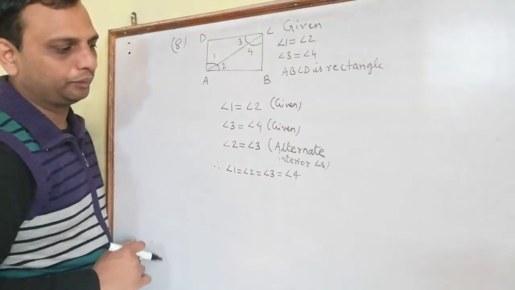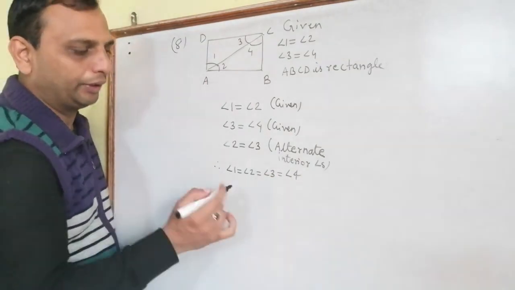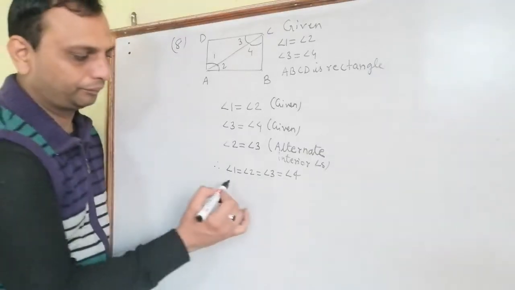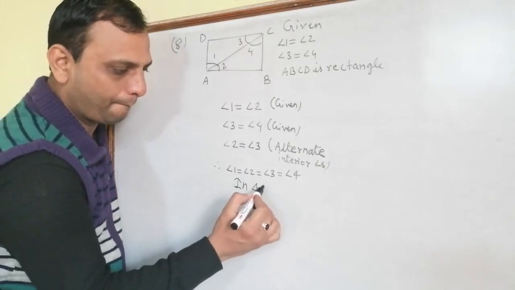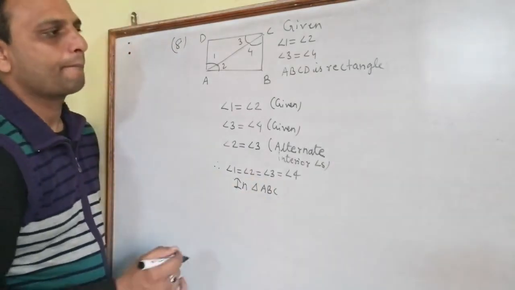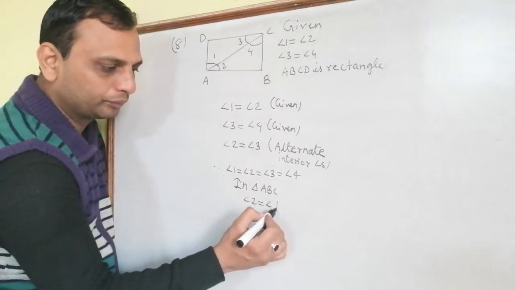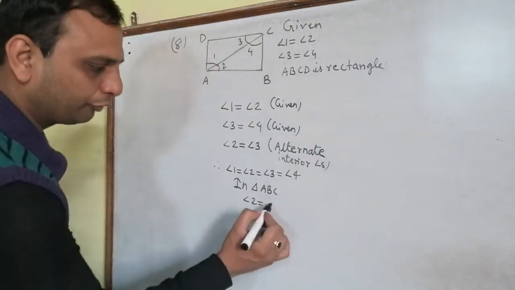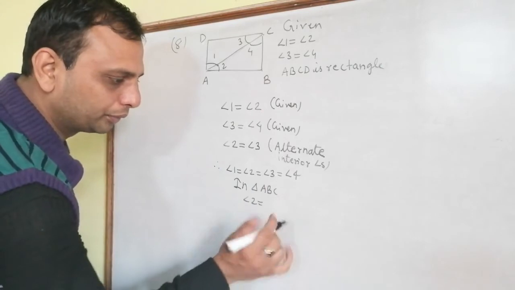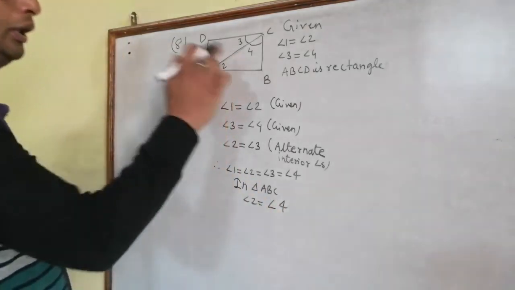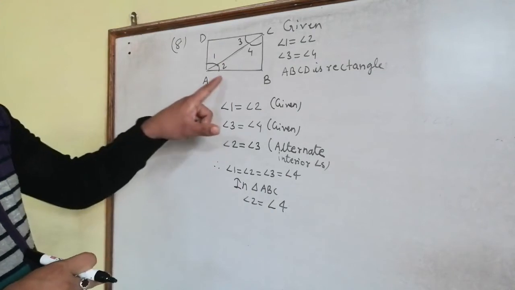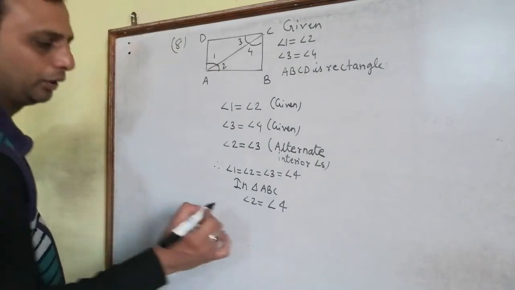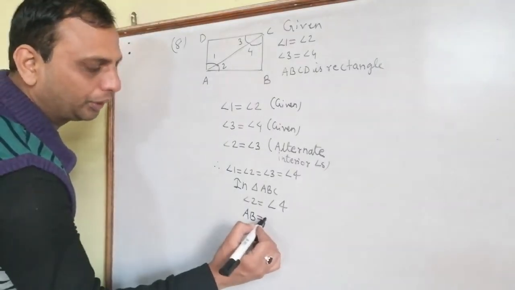all angles are equal. If all angles are equal, now you take one triangle ABC. Angle 2 is equal to angle 4. We studied one property: 2 is equal to 4. Now angle 2 is equal to 4, this is now proved. If 2 is equal to 4, we can write this: in a triangle, if two angles are equal, their opposite sides are equal, the sides opposite equal angles are equal. So on this basis, we can write AB is equal to what?